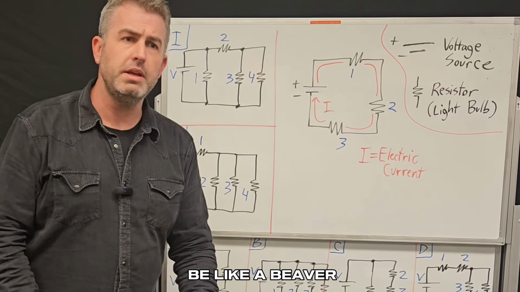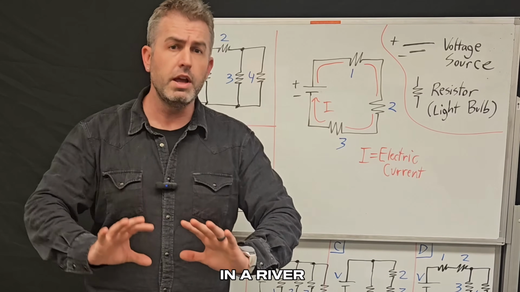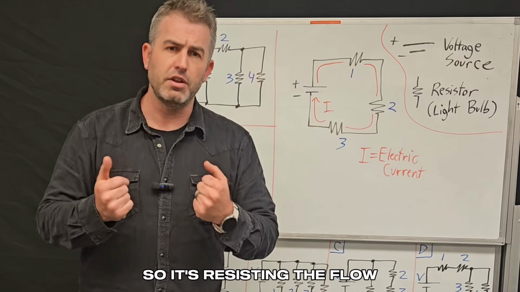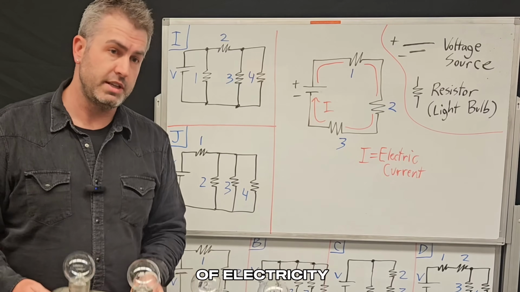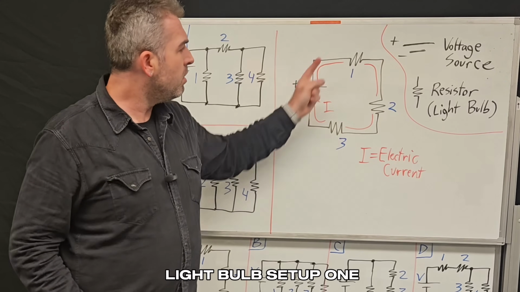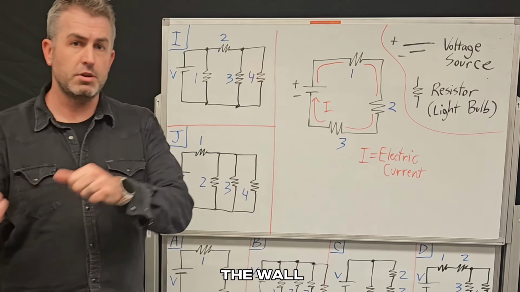An analogy would be a beaver putting a bunch of wood and other materials in a river, and all of that stuff is obstructing the flow of water, so it's resisting the flow. And that's what these light bulbs are doing as well. They're resisting the flow of electricity. And so this schematic is showing a 3 light bulb setup, 1, 2, 3 different resistors, and the voltage source, so it's plugged into the wall.